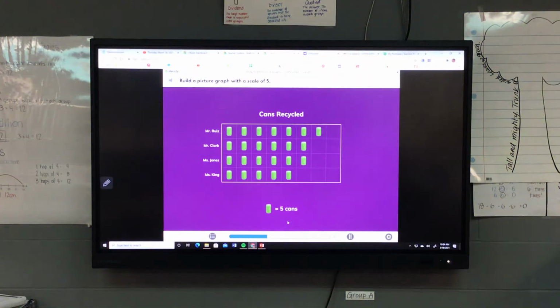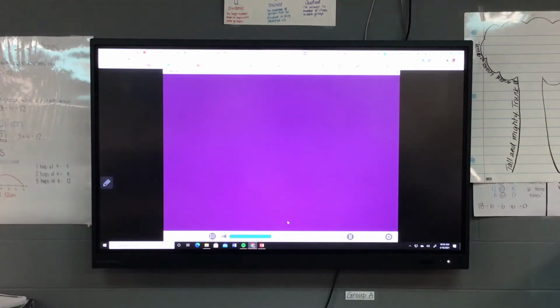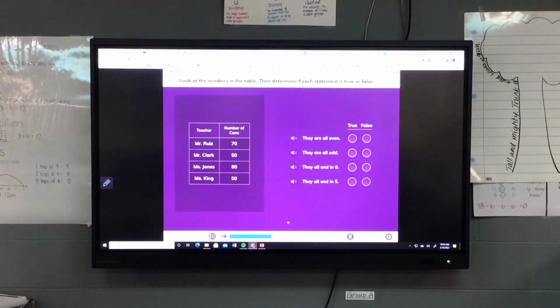You made a graph for how many cans were recycled in 1 week. Now let's look at 1 month. Ooh. This table shows how many cans were recycled in 1 month. Look at the numbers in the table. Then determine if each statement is true or false.